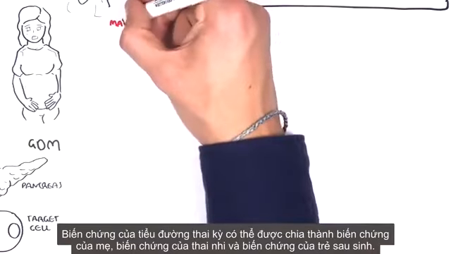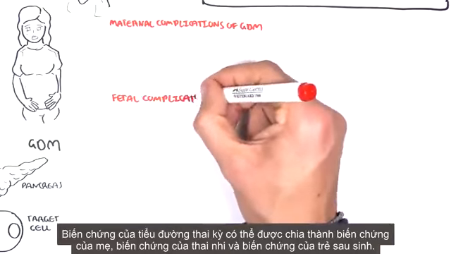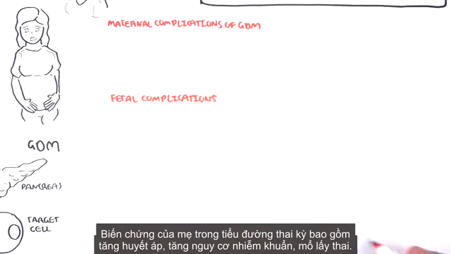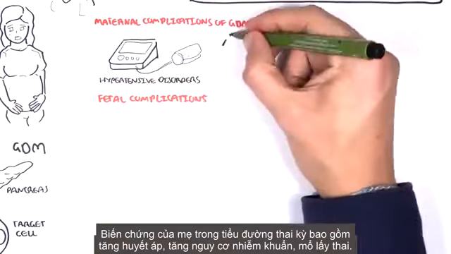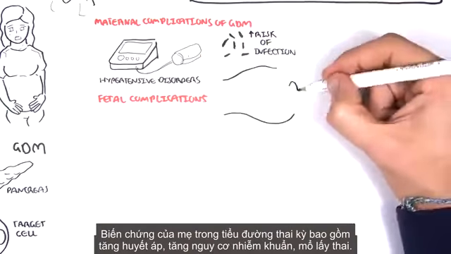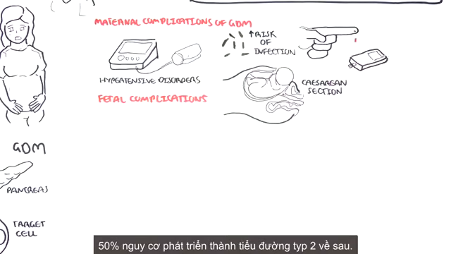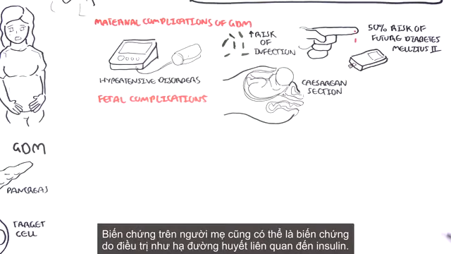The complications of gestational diabetes can be divided into maternal complications, fetal complications, and infant complications. Maternal complications, or mother complications, of gestational diabetes include hypertensive disorders, increased risk of infection, cesarean section. There's a 50% risk of developing future diabetes type 2. A maternal complication can also be a treatment complication where you get insulin-related hypoglycemia.